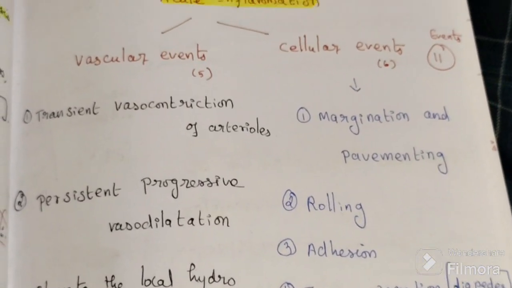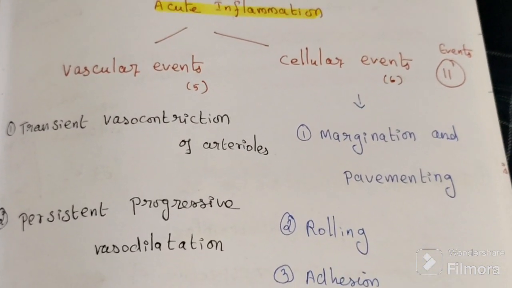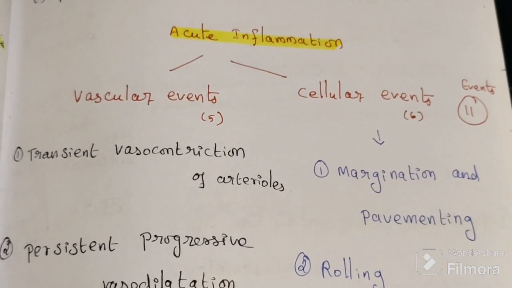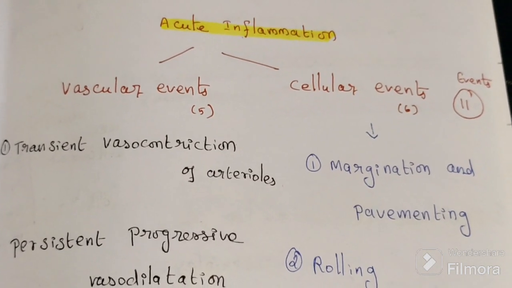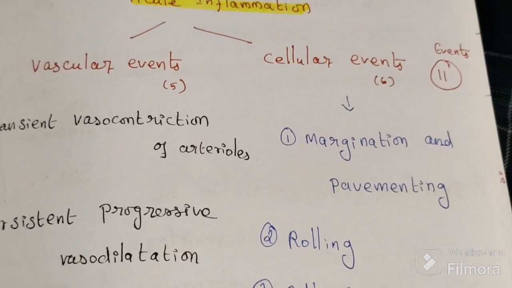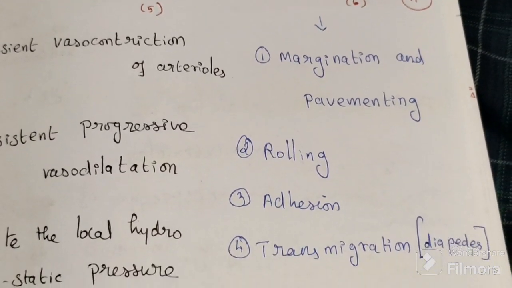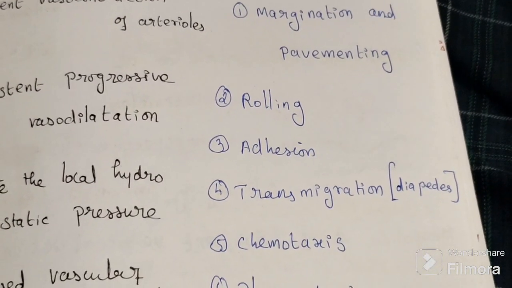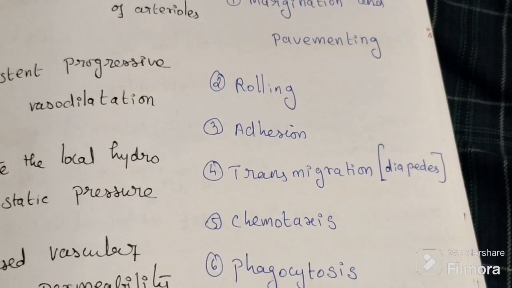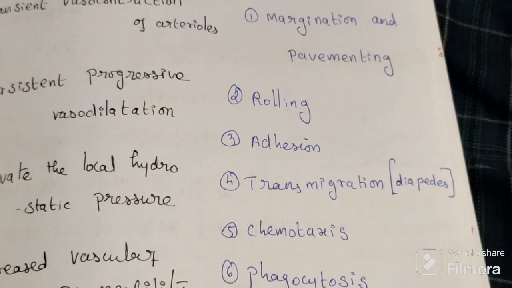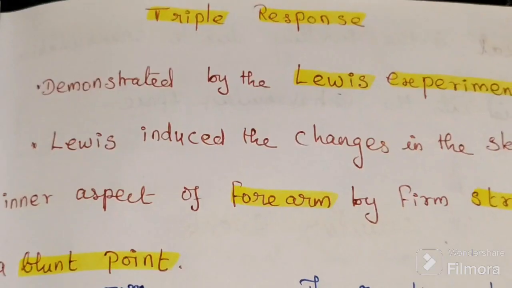In this one we want to look at six important types of cellular event. In total there are 11; the 5 vascular events are already completed. Now the 6 different types of cellular event: margination, rolling, adhesion, transmigration, chemotaxis, and phagocytosis. We want to discuss them one by one in detail.